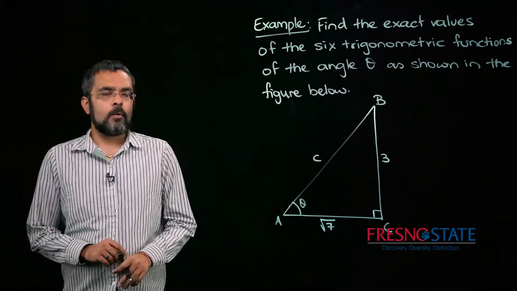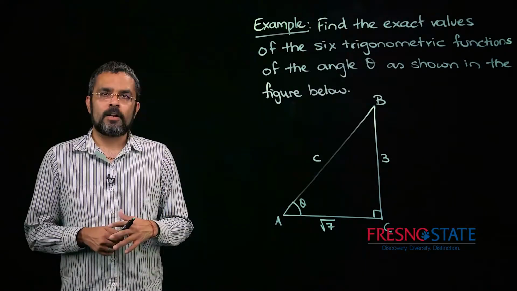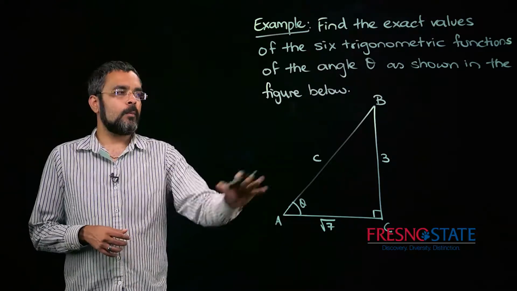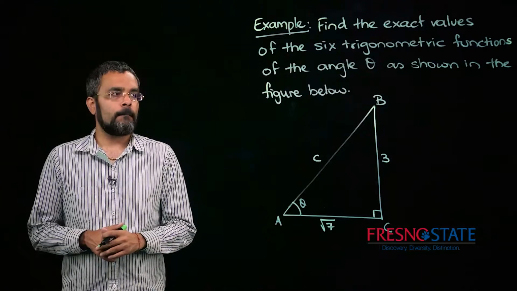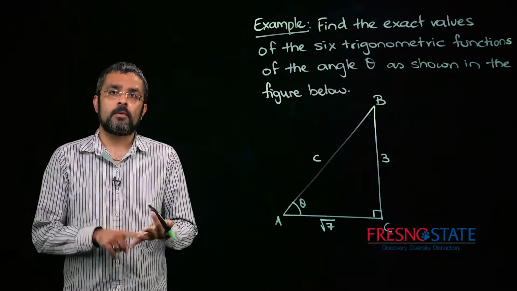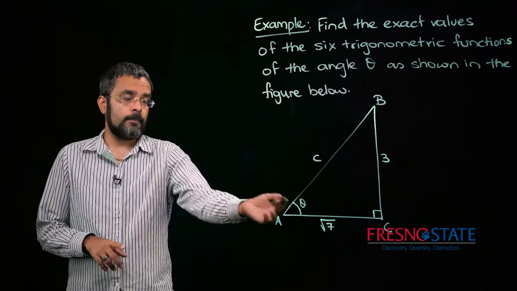Okay, so let's see how we can use that definition of right triangle trig. We define all our trig functions using a right triangle. How can we use that to solve this triangle? I want to find all six: sine, cosine, tan, secant, cosecant, and cotangent of theta.